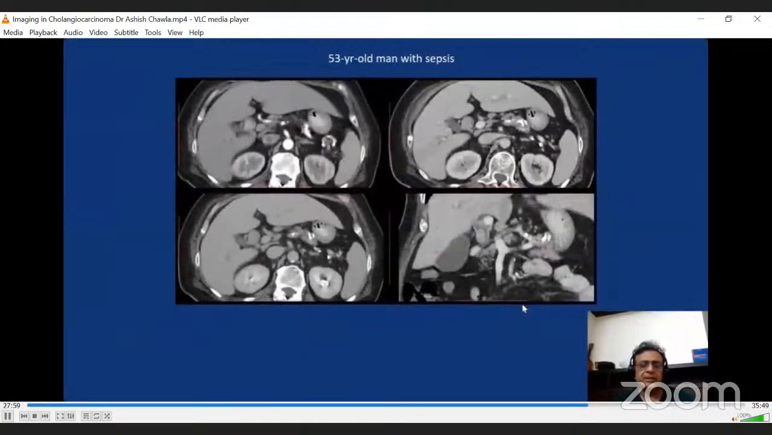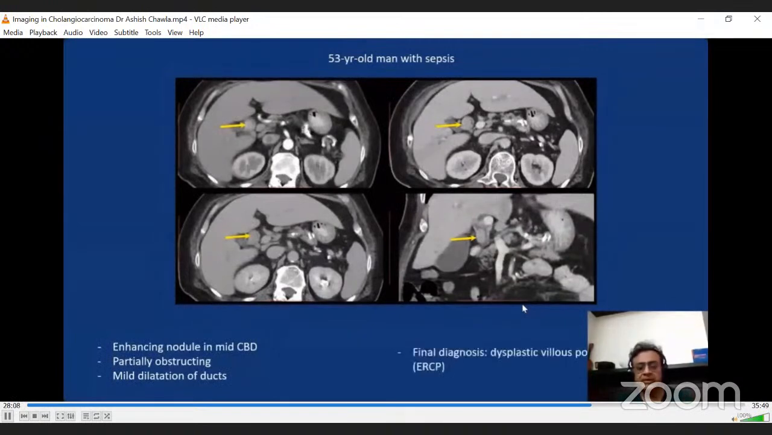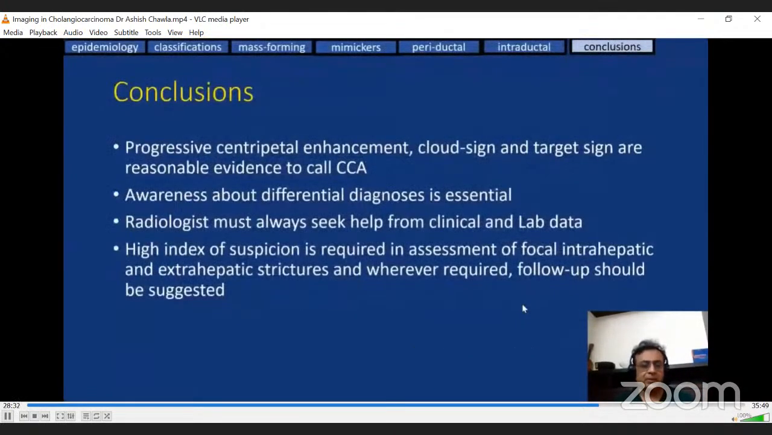Sometimes they can be seen on CT scan, like in this case, where there's an enhancing mass in the CBD. Until proven otherwise this has to be malignancy, but in this case, it came out as a dysplastic villous polyp. So there are a few other pre-malignant lesions described in the literature, very rare to pick up prospectively. Benignity is usually a hindsight diagnosis for us radiologists. In clinical practice, everything enhancing in the CBD is cholangiocarcinoma unless proven otherwise. I follow that rule.